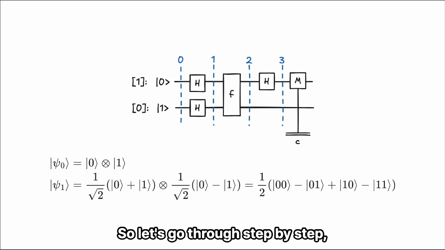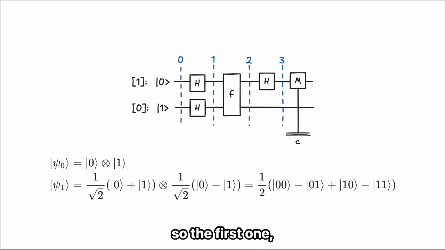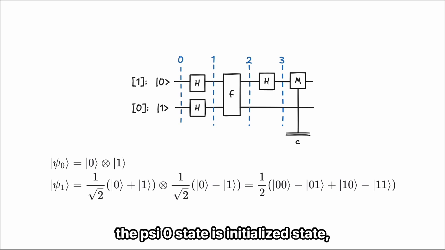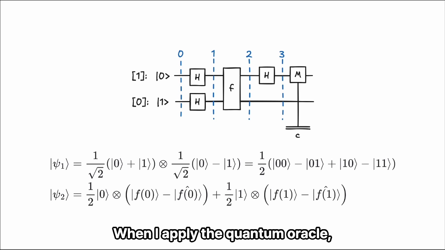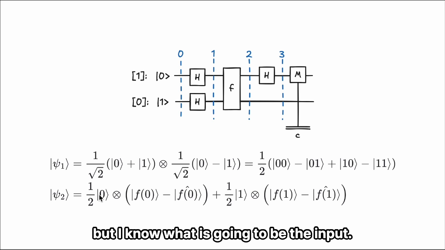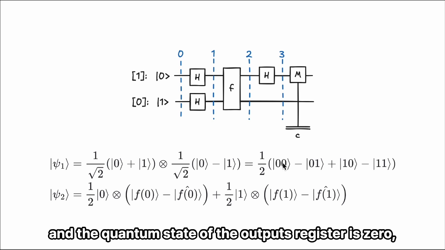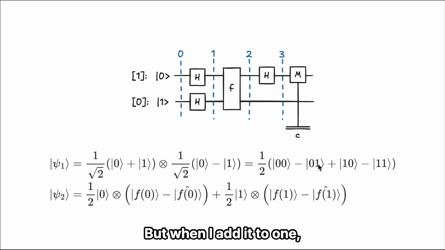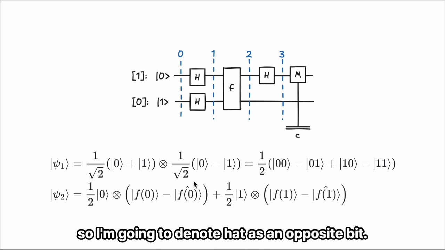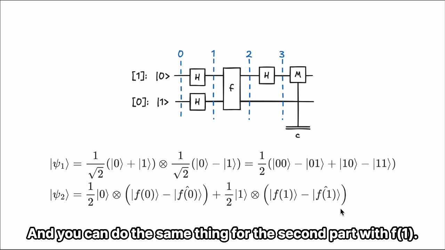So let's go through it step by step. I'm going to separate this quantum algorithm into 4 pieces. The first one, the psi 0 state, is the initialized state, ket 0 tensor ket 1. And the second one is applying the Hadamard. When I apply the quantum oracle, I don't know the value of the function, but I know what the input will be. So when I put 0, the output will be f(0), and the output register state is ket 0, because 0 plus anything is just the same thing. But when I add it to 1, it changes its bit. So I'm going to denote f hat as the opposite bit. If f(0) is 0, then f(0) hat is 1, and vice versa. And you can do the same for the second part with f(1).